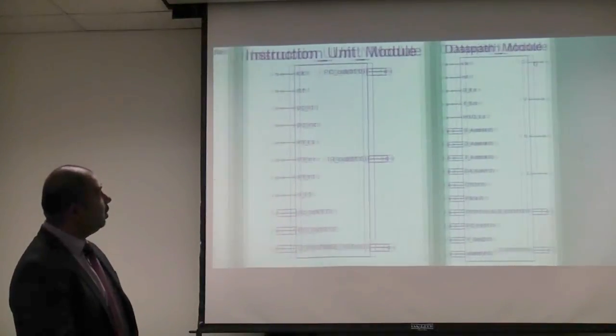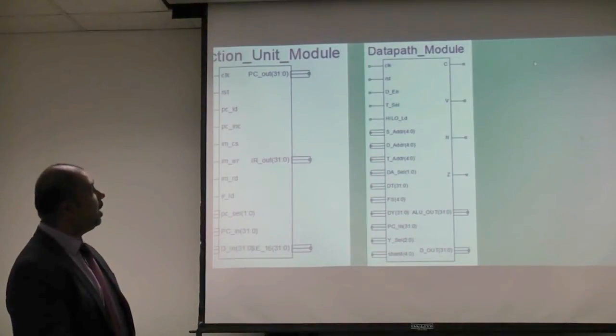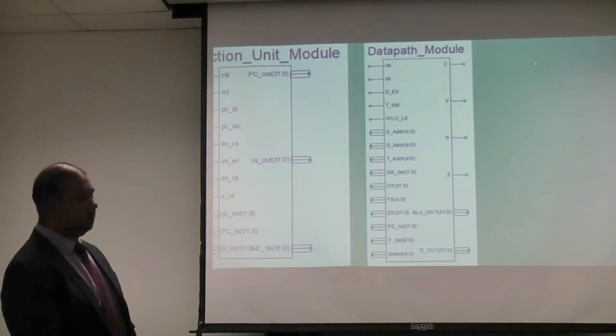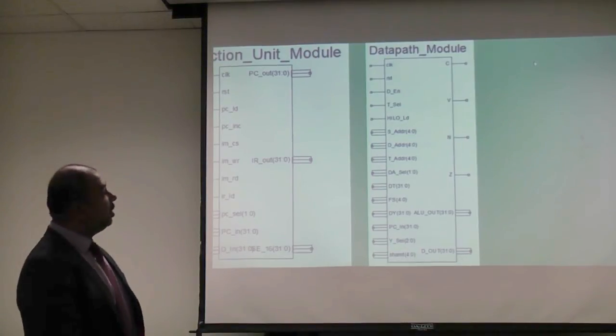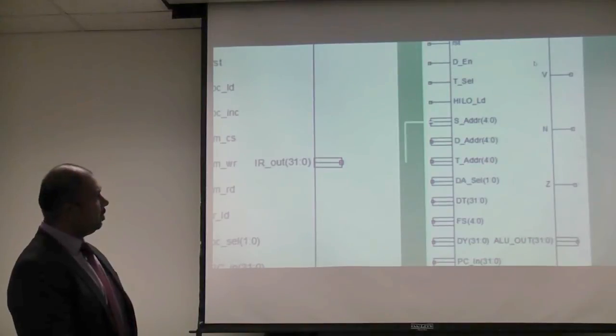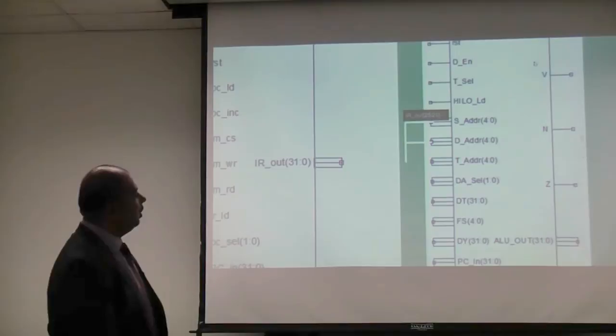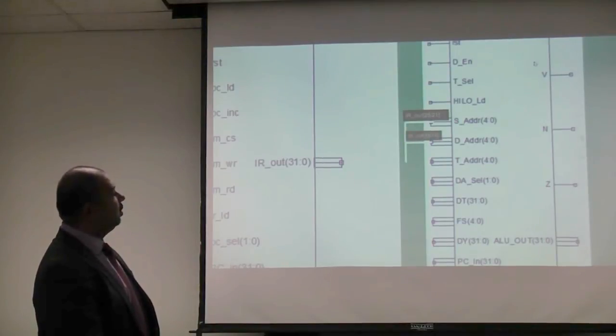And this third unit is the data path module. This unit actually has your registers that are organized in there, and also your ALU. Notice to access the registers, we are going to need some addresses here, and those are organized in this fashion.